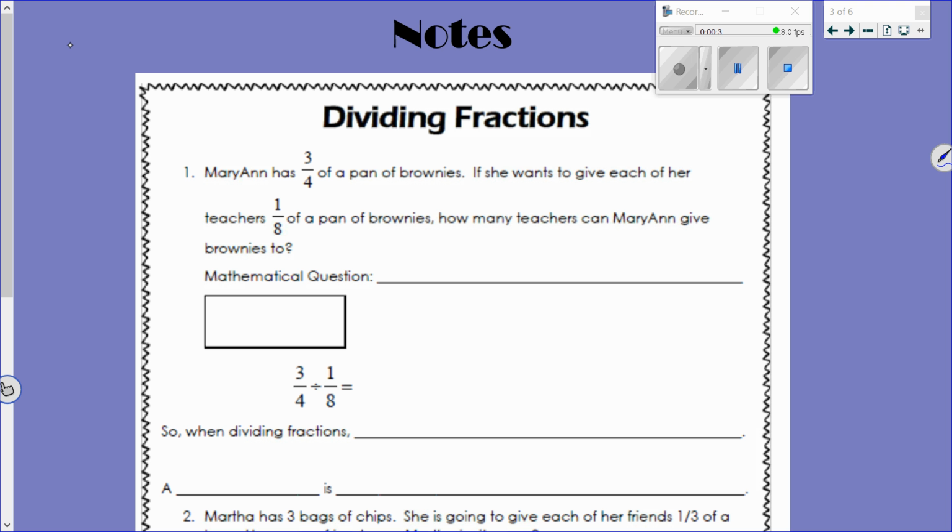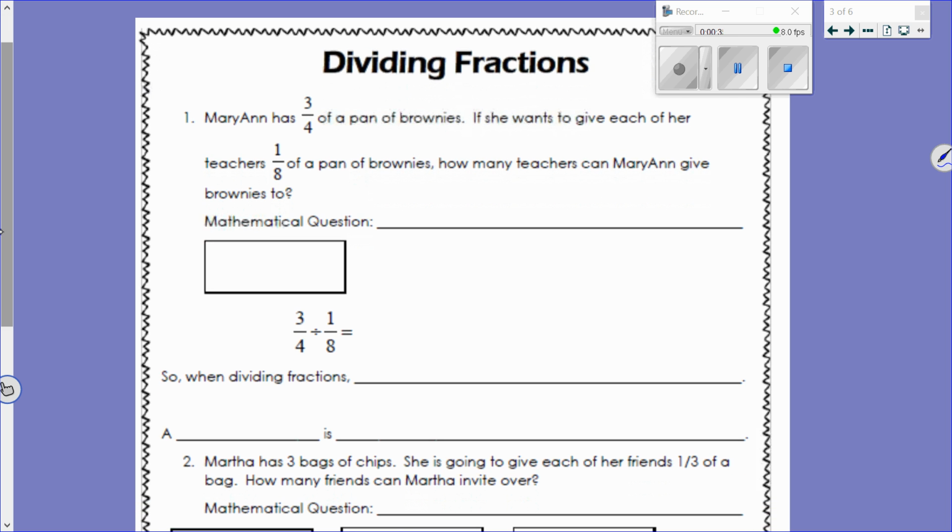When we are dividing fractions, we're going to go ahead and use our two colors again today to help you visualize. Once we've done the models, you're not going to need the two colors anymore. The colors are just to help you see what's going on in these problems.